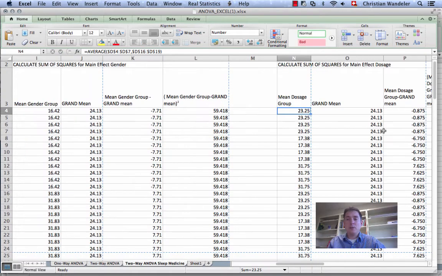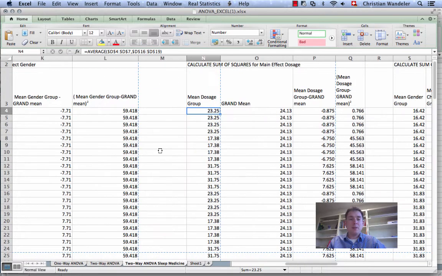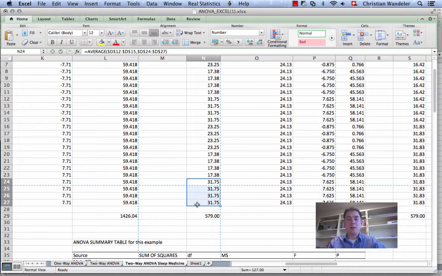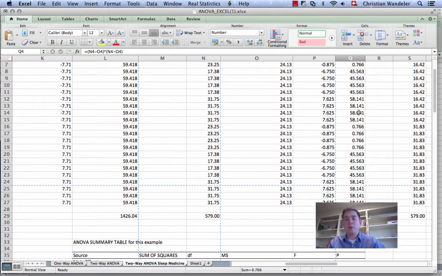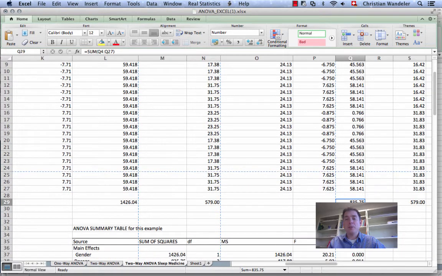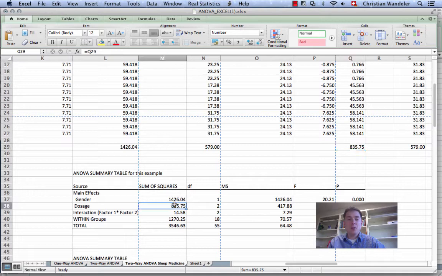Right? And then we do this. Then we have the next group here, these guys and these guys. Those are the 40 milligrams, and then these men that had 70 milligrams, and these women that had 70 milligrams. We look at how these groups differ from the grand mean. Here the difference to the grand mean, and then the difference squared. We add it all up, we get 835.75. So this is the sum of squares for the dosage.